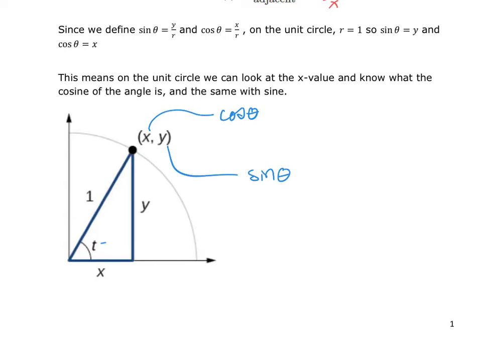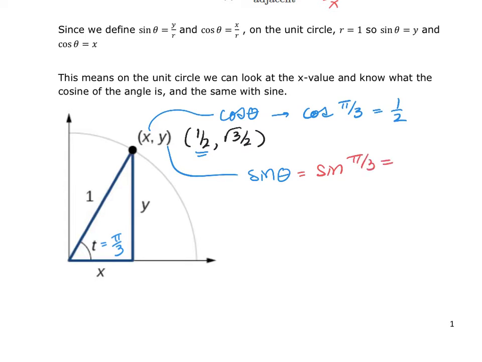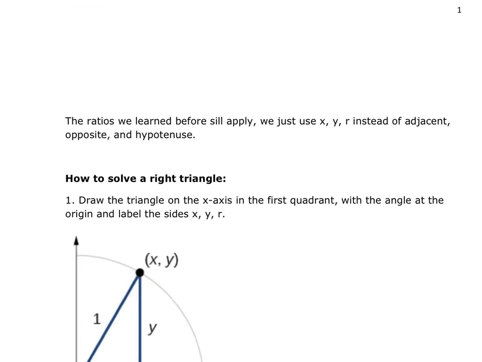So as an example, if t was pi over 3, my ordered pair on the unit circle is 1/2 and the square root of 3 over 2. That tells us that the cosine of pi over 3 is 1/2 because that is the x value, and the sine of pi over 3 is the square root of 3 over 2 because that is the y value, just as a refresher. So I like to use x, y, r rather than adjacent, opposite, hypotenuse.